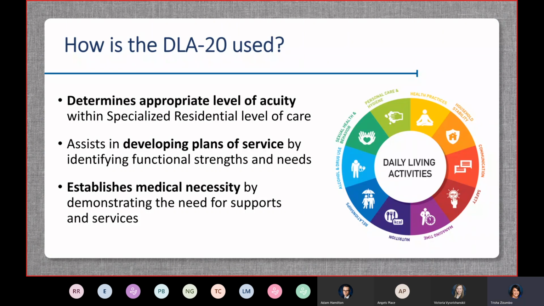With an increased system design around the integration of physical and behavioral health care, we're also going to need tools that help us look at how much support an individual needs in taking care of their physical health care needs. So this is also one of the things that DLA 20 is very useful for.